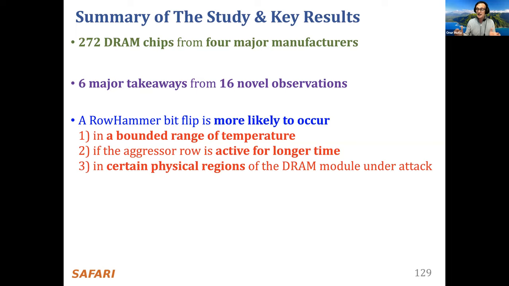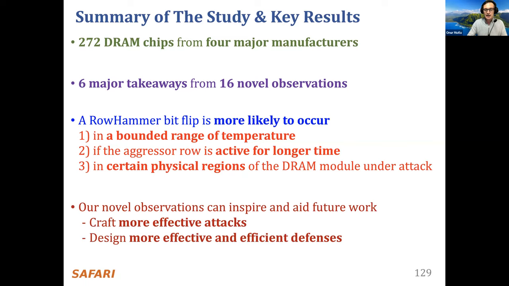If the aggressor row is activated for a longer time, this also causes higher vulnerability in DRAM chips. It's also very interesting. For the hypotheses as to why this is happening, you can read the paper. And there's a lot of variation in terms of vulnerability in the DRAM module. Some certain physical regions are a lot more vulnerable than others. So you can now see that these can be used for both attacks and defenses.